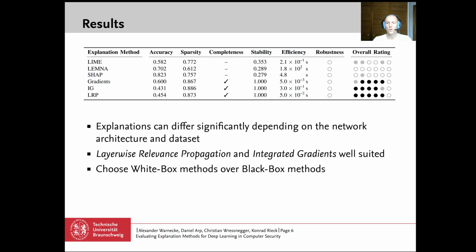In general, we can recommend the layer-wise relevance propagation and integrated gradients method, which are well suited for problems in computer security. In a general view, we can say that white box methods, which have access to the parameters of the underlying model, outperform black box methods, which have only access to the outputs of the model. We also find that each method can be attacked by an adversary, which poses a general problem in the research field.